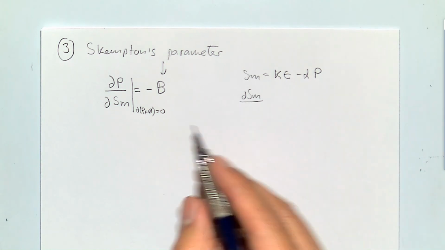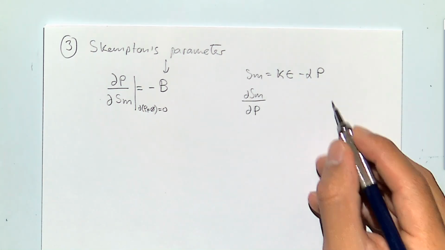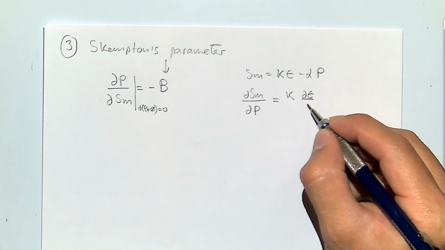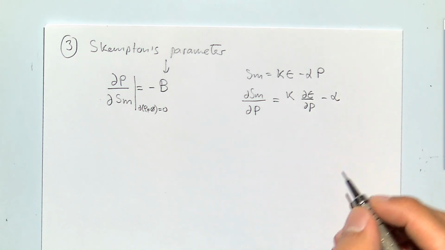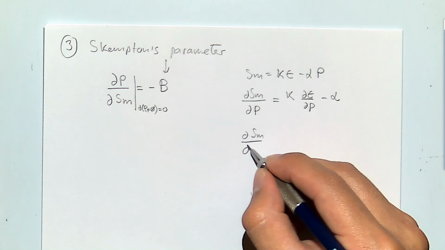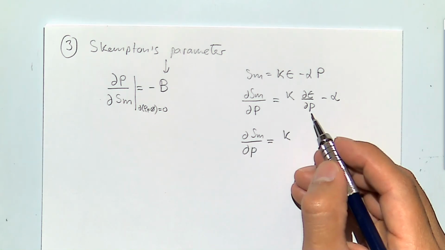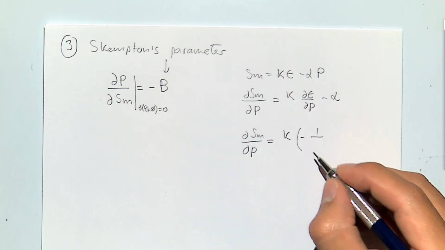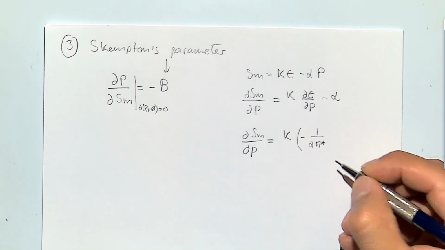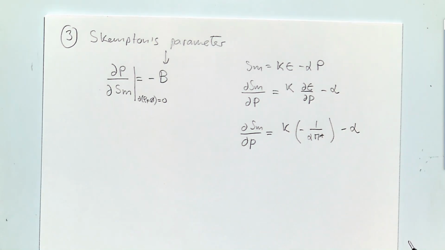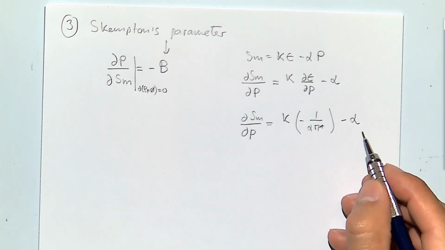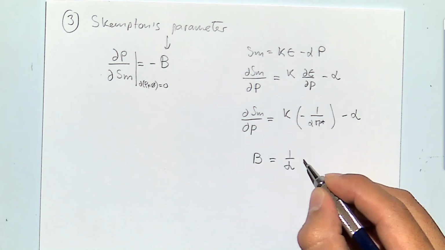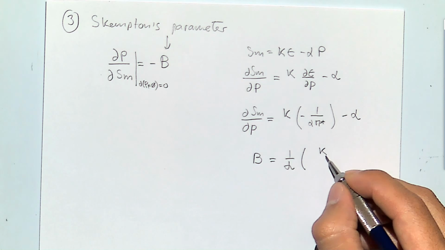If I follow what I did over here, just for the inverse of that, it's going to be K dE dP minus alpha, and I think I have this one from my previous equation, and it is just from the first one, alpha m, and finally the Skempton parameter, and you can write it as this.